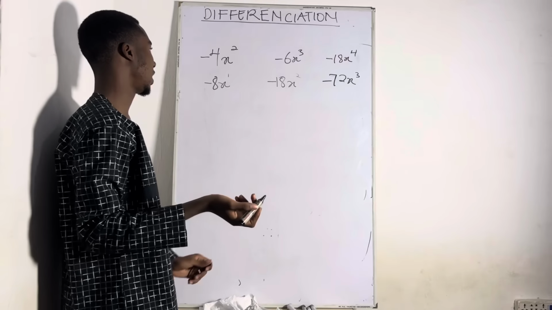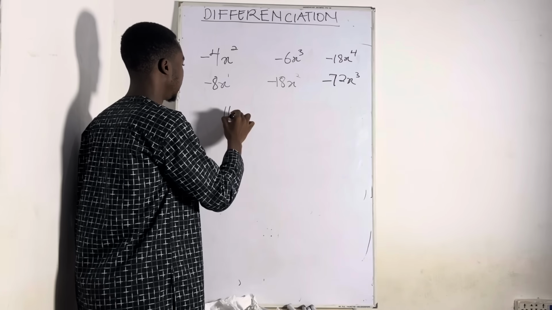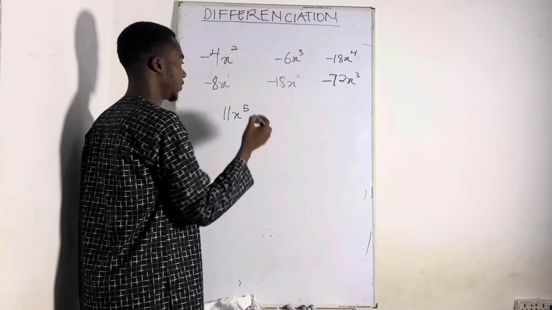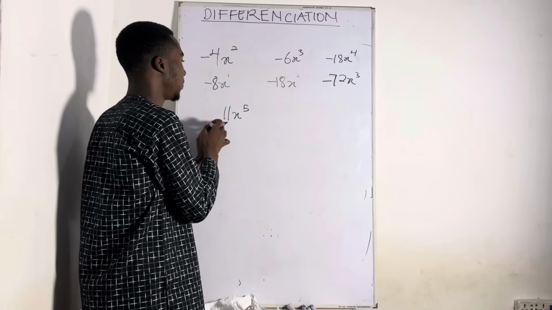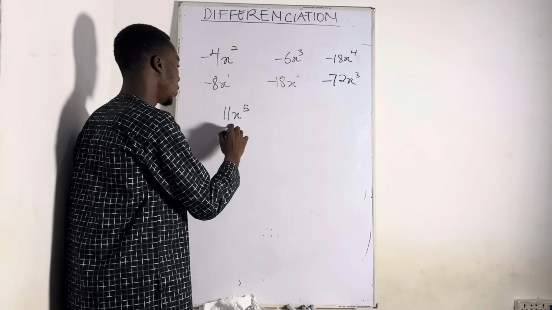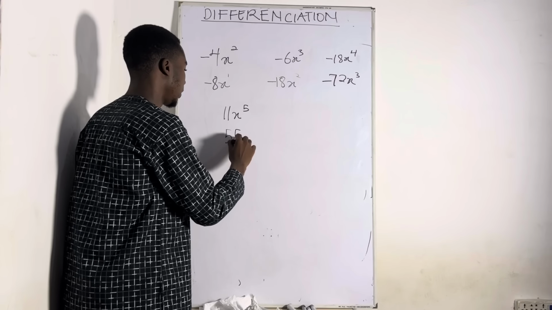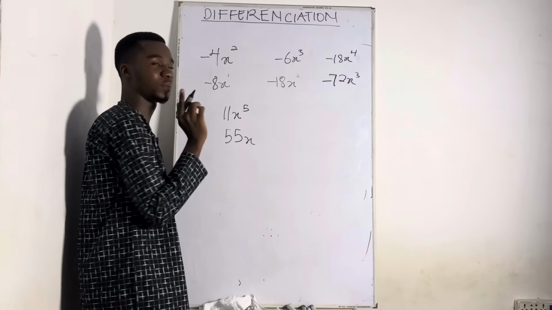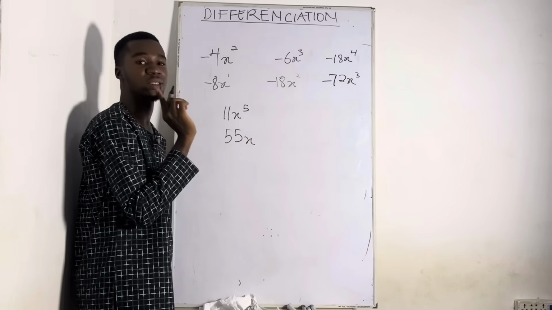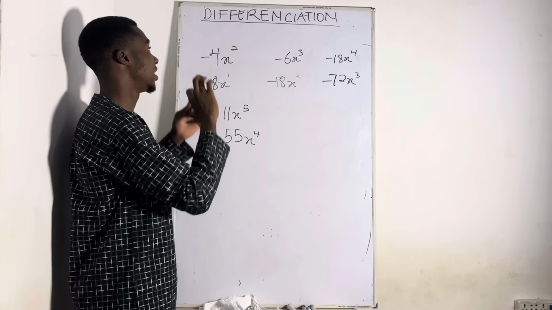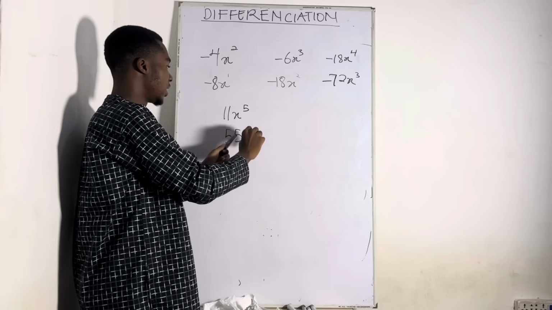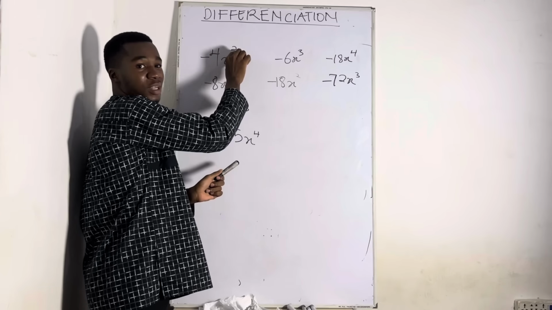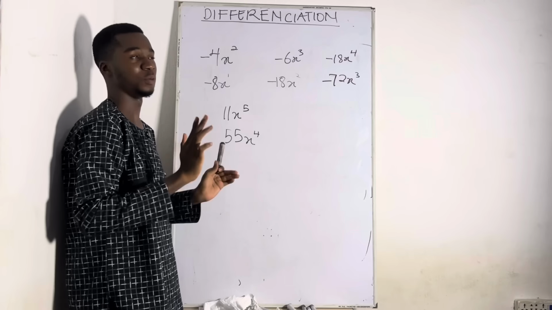If you also have something like 11x exponent 5, you want to differentiate something like this, you multiply the 11 times 5, so the base times the exponent. 11 times 5 will give you 55. Then bring the x, then you reduce the exponents by 1, so it becomes 4, because 5 minus 1 is 4. So this is the first rule you have to know. When there's an exponent, you multiply the exponent by the number there, then you bring the variable there, which is the x, then you reduce the exponents by 1. So this is the first rule you need to do.